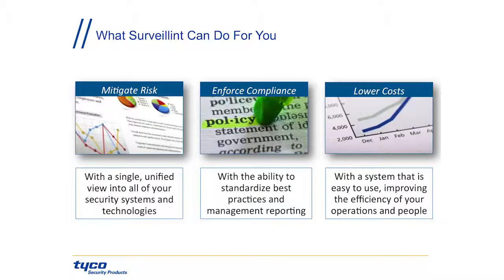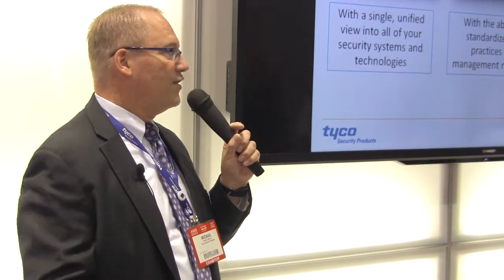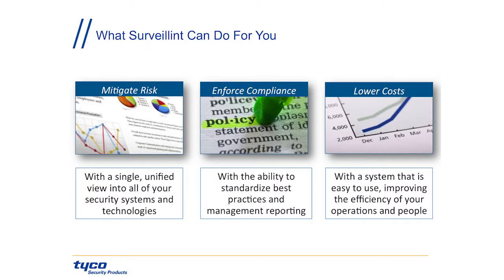So to summarize, what does Surveilint do for me? Well, I'd put it in 3 categories. First of all, mitigate risk. We can help mitigate risk with a single, unified view of all the security systems and technology in your environment. We can help enforce compliance. Again, I had mentioned earlier that we have health monitoring, the ability to monitor the health of connected systems and to record that information, provide it in reports for management, for auditors and so on, and also to monitor how our operators are responding to events with best practice-based response.